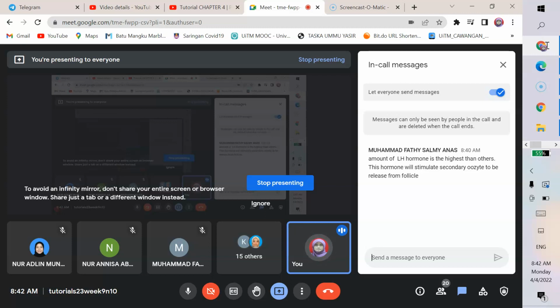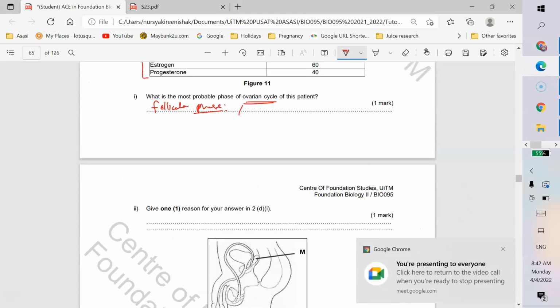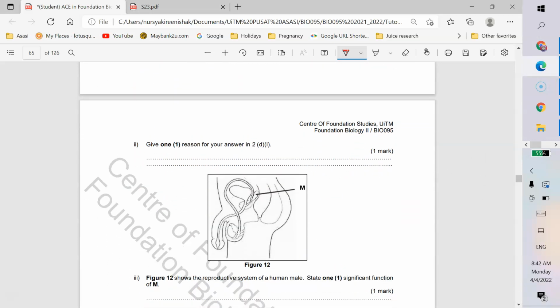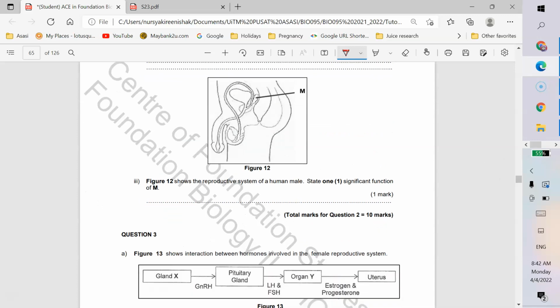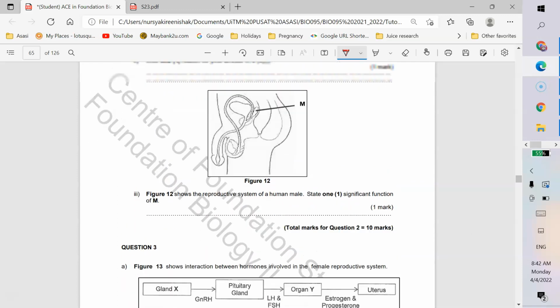So next is tadi Erina. Ada nak Erina? Still no Erina? Okay, Hanis please.